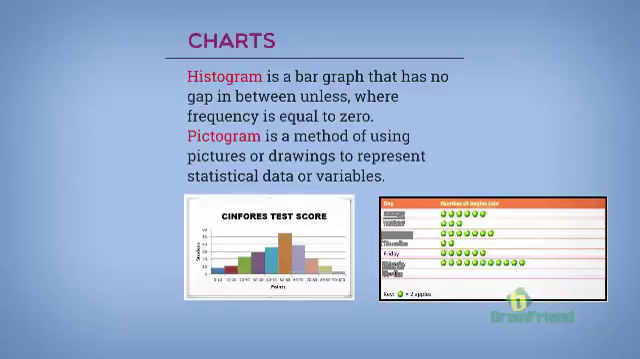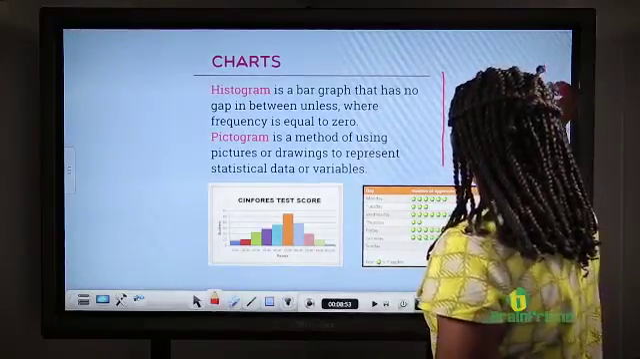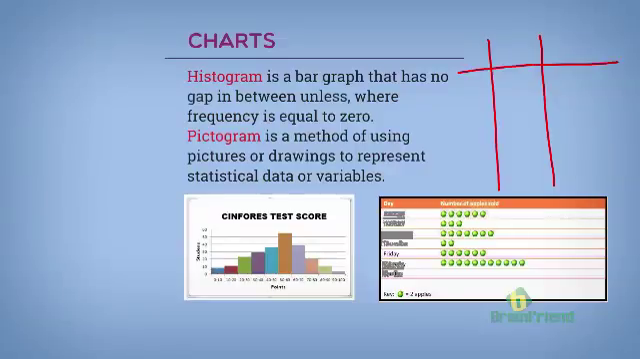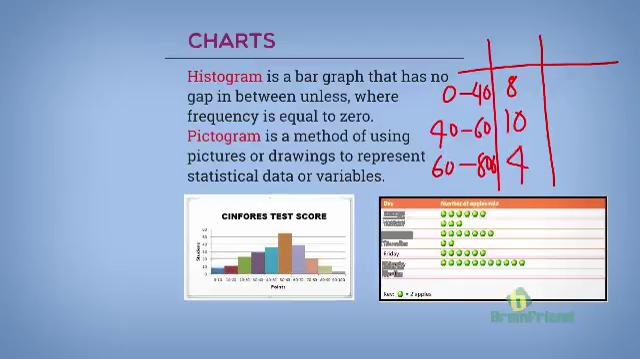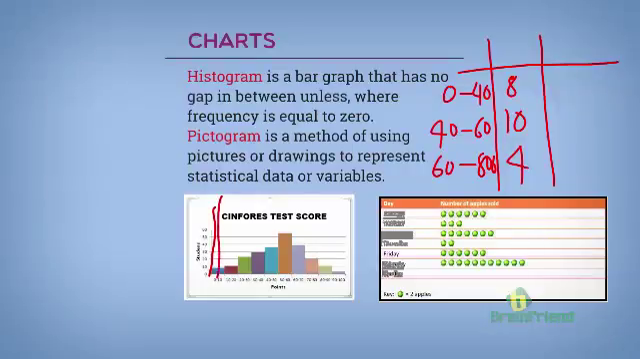For example, assuming I have 20 students in my class and I want to look at how well they perform, making my analysis look very simple. I can easily say 8 students scored between 0 and 40, and for 40 to 60, 10 students scored about this, and for 60 to 80, 4 students scored this. This I can easily represent here using a histogram.